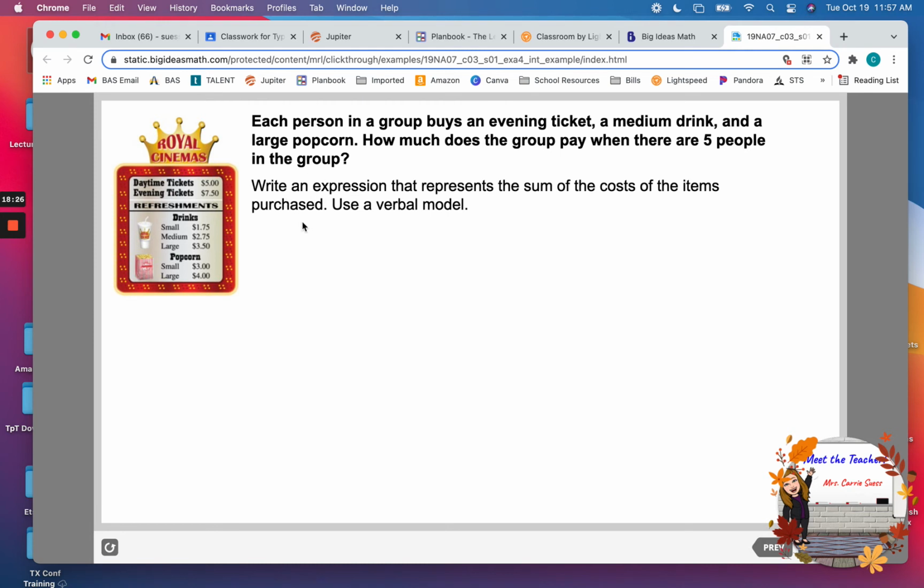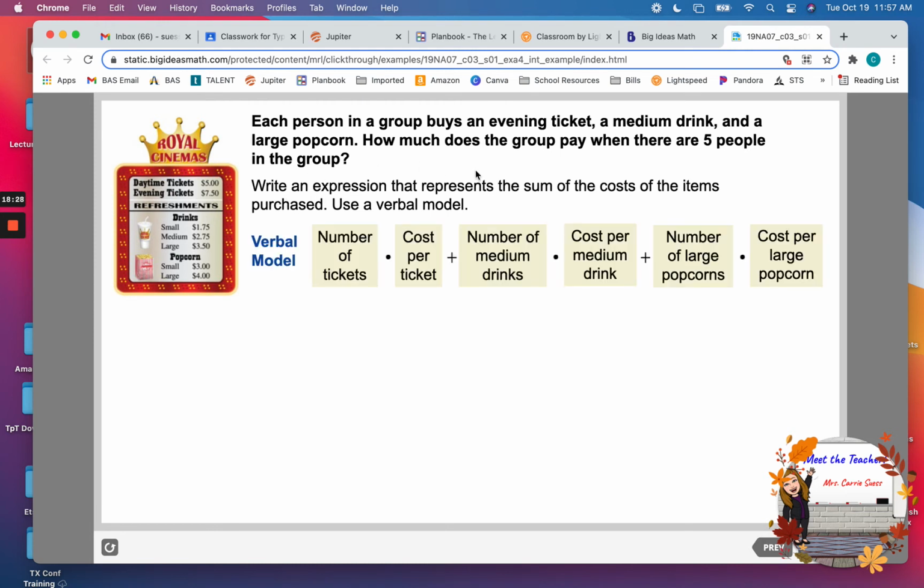So the first thing we need to put is, we're going to multiply the number of tickets times the cost per ticket plus the medium drink times the cost per the medium drink plus the large popcorns times the cost of the large popcorn. Does this make sense? Yes. When y'all go to the movies, this is what y'all do. You don't even realize you do it. You go, how many people are there? Okay, that's 6 people. The ticket costs $7.50.